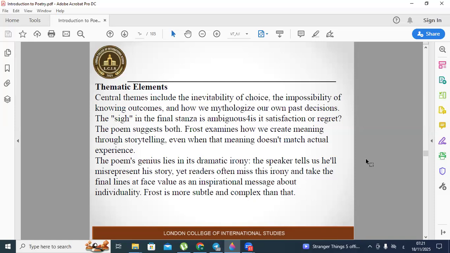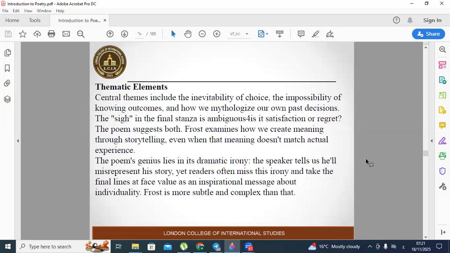The sigh in the final stanza is deliberately ambiguous. Is it satisfaction, regret, resignation, or a mixture? The poem suggests both satisfaction and regret can coexist. Frost examines how we create meaning through storytelling, even when that meaning doesn't match actual experience.